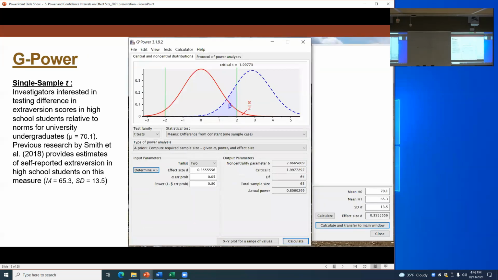Okay, so for example, if we want to run a single sample test, say we're interested in looking at the difference in extroversion scores in high school students relative to university undergraduates. Say previous research by Smith et al. provides estimates of self-reported extroversion in the high school students in this measure of 65 and 13.5. Now, what we would do is choose our t-tests, and we would say difference from constant because we're doing a single sample test, right?